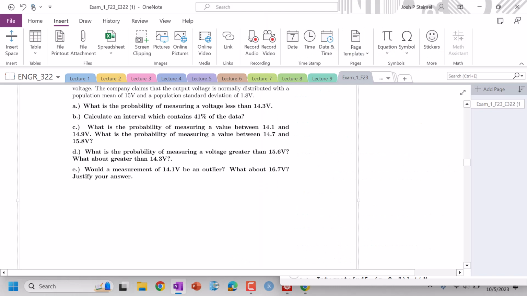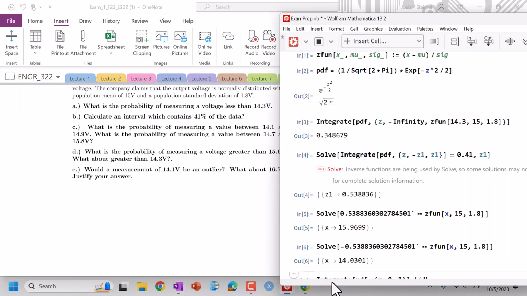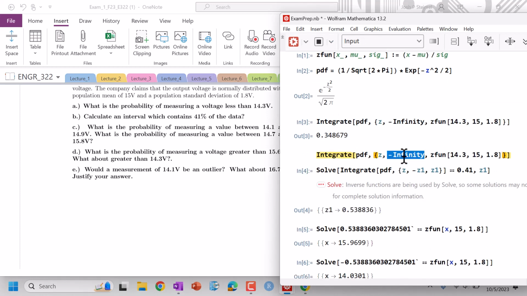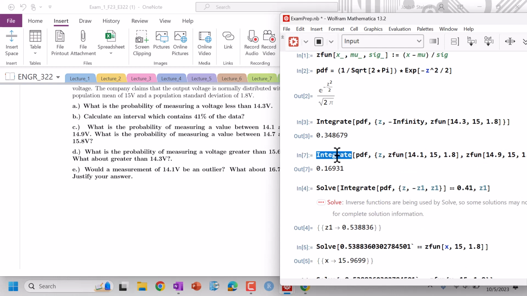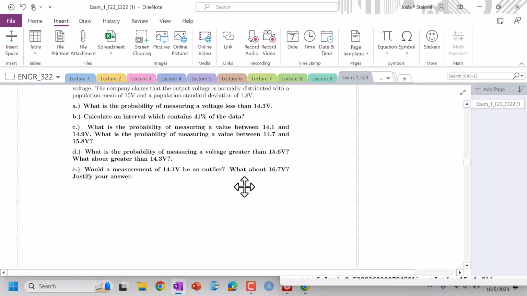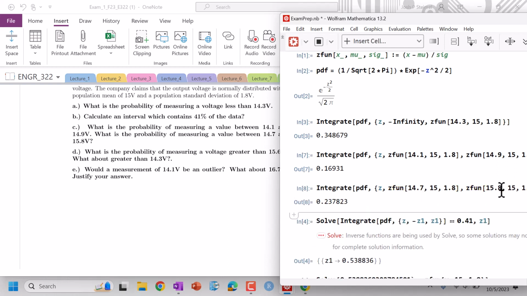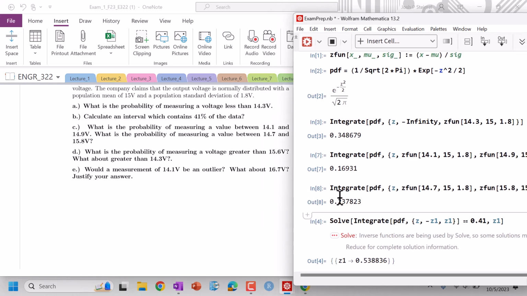What is the probability of measuring a value between 14.1 and 14.9? So I can go ahead and go over here. I'm going to do z function 14.1 and then 14.9. So I'm actually going to copy this here, put it here. 14.1, 14.9, it would be this. What about the probability of measuring a value between 14.7 and 15.8? So 14.7 and 15.8. There we go. What about the probability of measuring a voltage greater than 15.6?